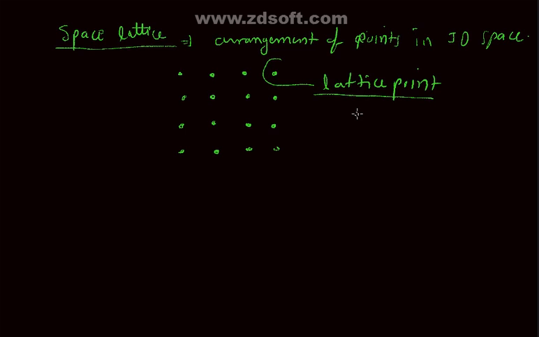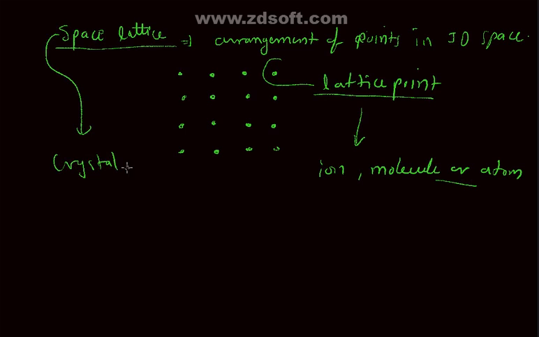And when these lattice points are occupied by ion, molecule, or atom, then the space lattice will be called a crystal lattice. Crystal lattice. So these are the two terms. Now the next one we'll be talking about is unit cell.